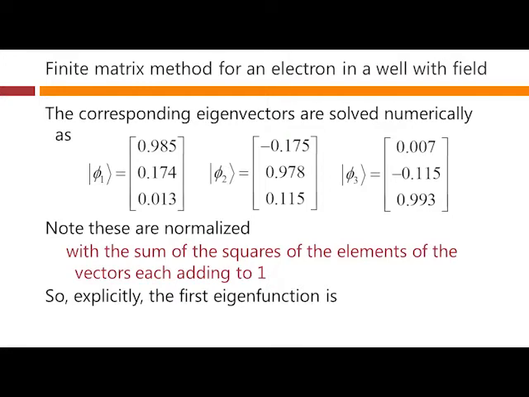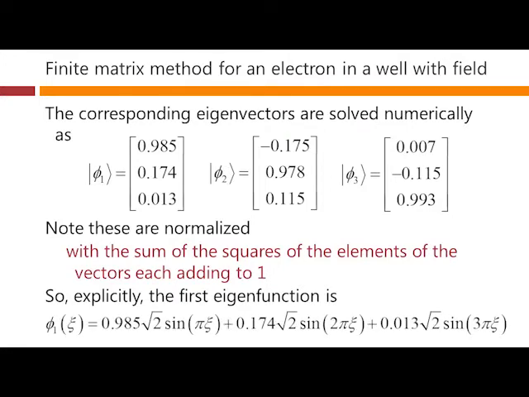So explicitly then, writing out what the first eigenfunction really is, it's this function. So it's 0.985 times that first unperturbed eigenstate plus 0.174 times that second state in our basis set plus 0.013 times that third state. So the 0.985 is here, the 0.174 is here, and the 0.013 is here.